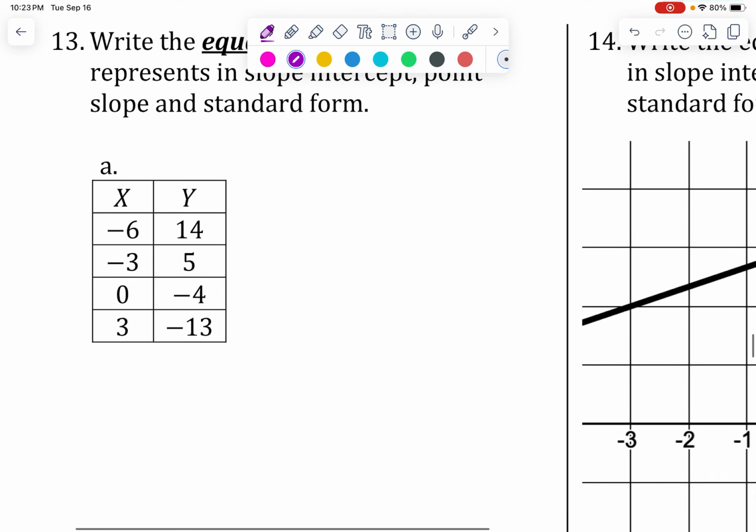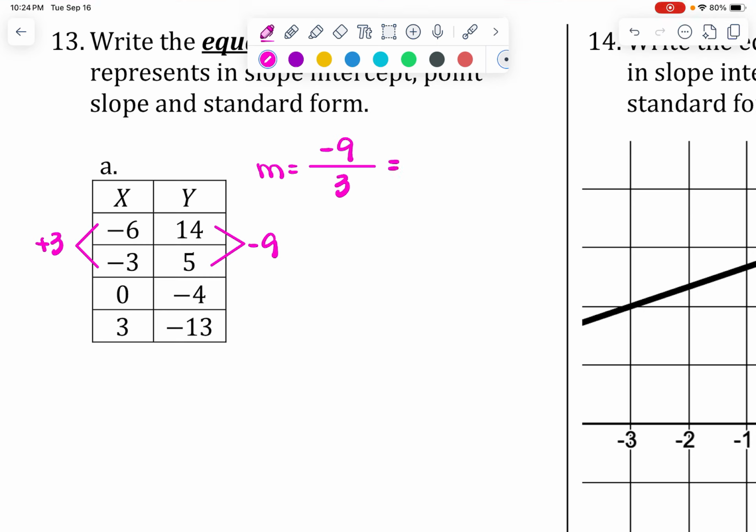So again, we need to find the slope. I'm going to go ahead and just analyze my table. We've done all of this before on this review, so I'm going to go through this pretty quickly. So 14 to 5 looks like we subtracted 9. So that's my numerator, change in y's, -9. And then over here from -6 to 3, looks like we added 3. And this gives me a slope of -3.